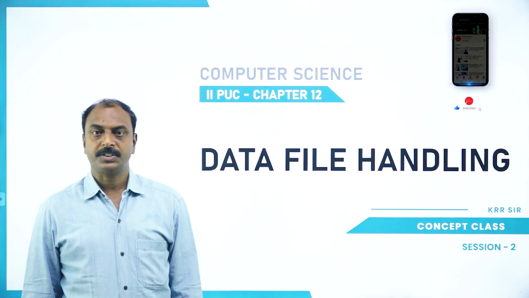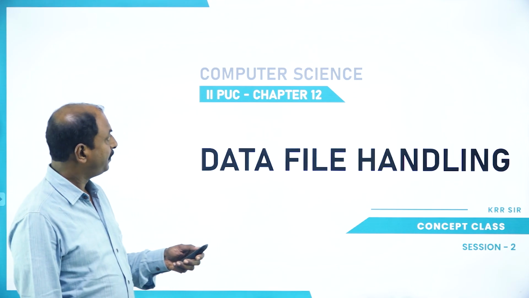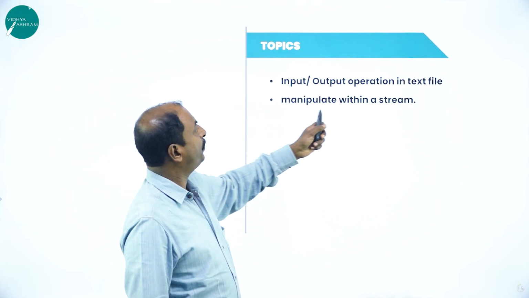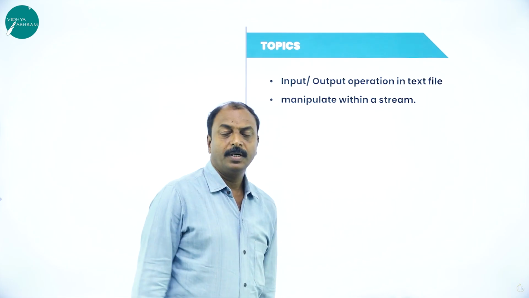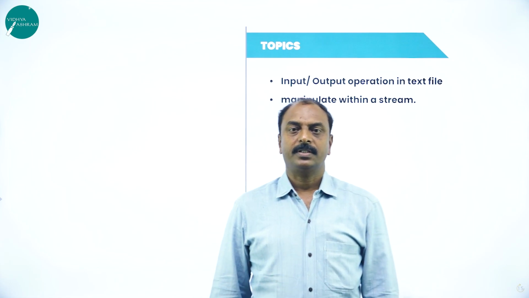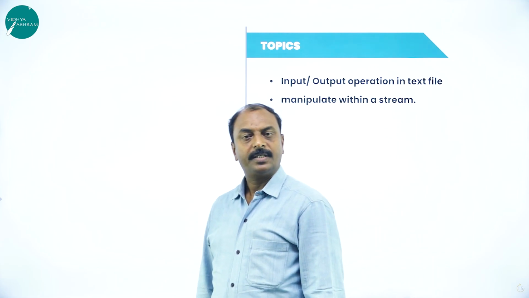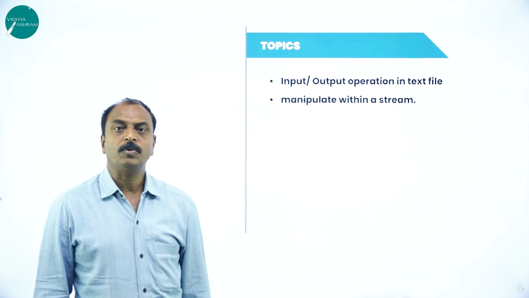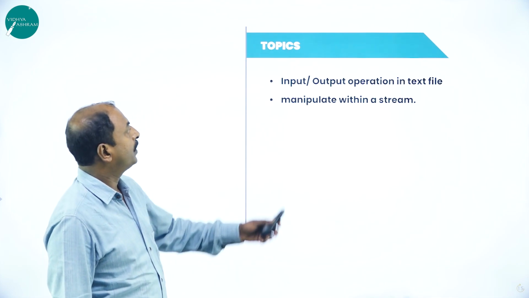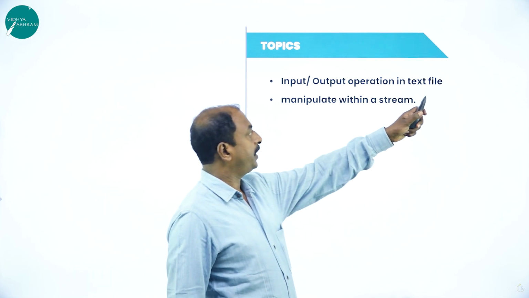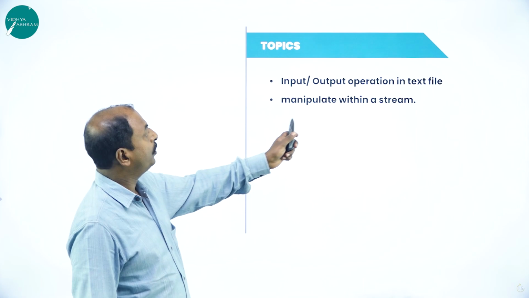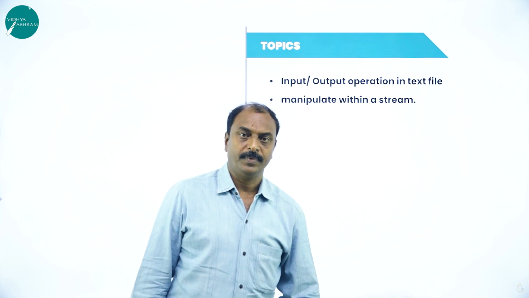Let us start discussion with the concept: input output operations in text file and manipulate within a stream. In our previous session, we have discussed the file, types of files, and how to open and close a file. Now, let us see what is input and output operations in a text file as well as in binary file and also manipulate within a stream.